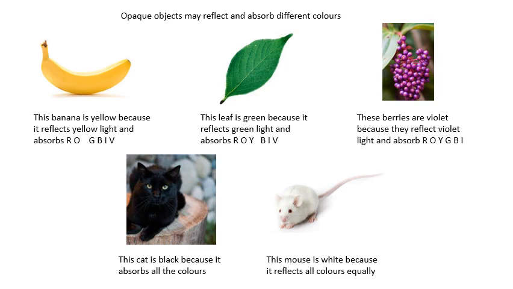This cat, Kevin the cat, is black because it's absorbing all of the colors. It's not reflecting anything. And this mouse, Michael the mouse, is white because it is reflecting all of the colors equally. It may actually be absorbing some, but what it reflects, it's reflecting equally. So we get ROYGBIV and it appears white.